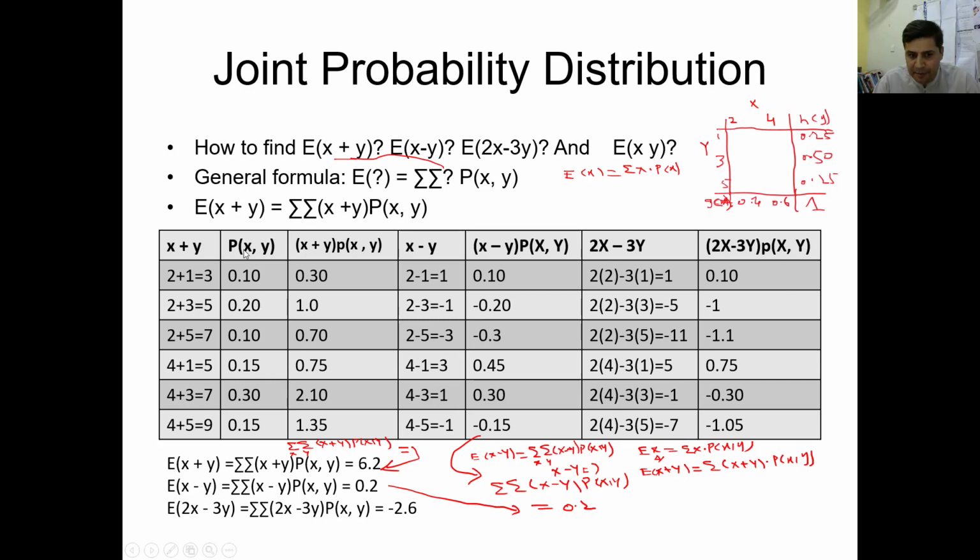And the joint probability will be the same, because when you are taking x as 2, y will be 1. So we have already calculated these probabilities. So in this way, when you sum this, it will be double summation of (2x minus 3y) into pxy, which will be equal to minus 2.6. So in this way you will calculate the joint probability distribution function for two random variables.